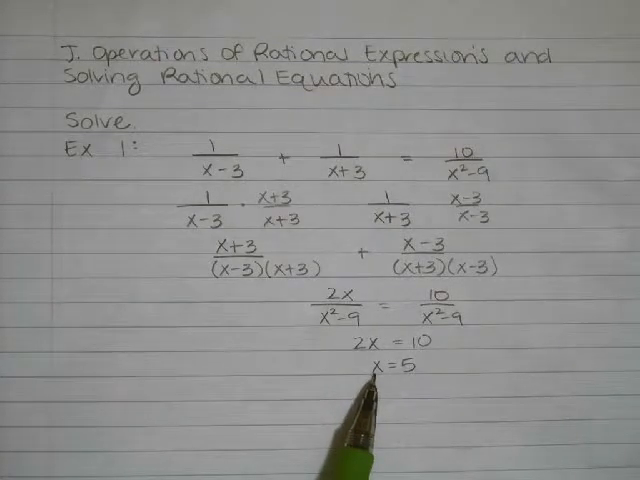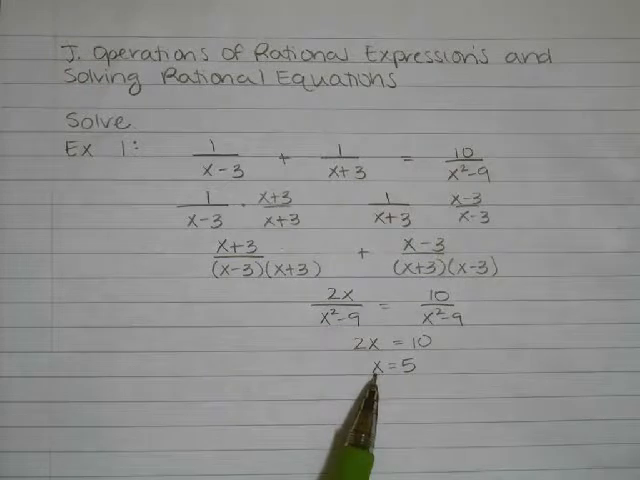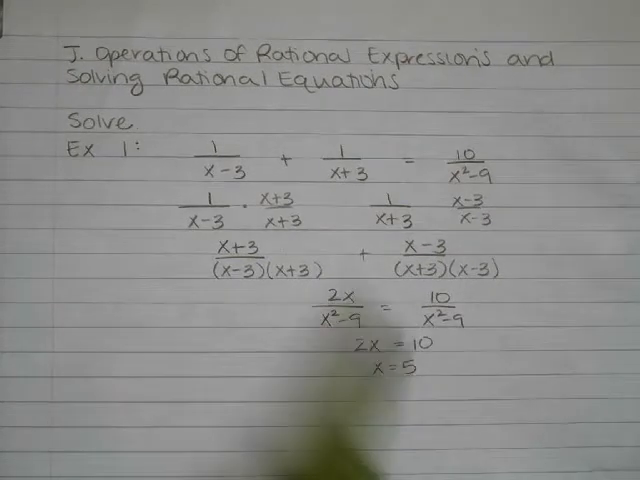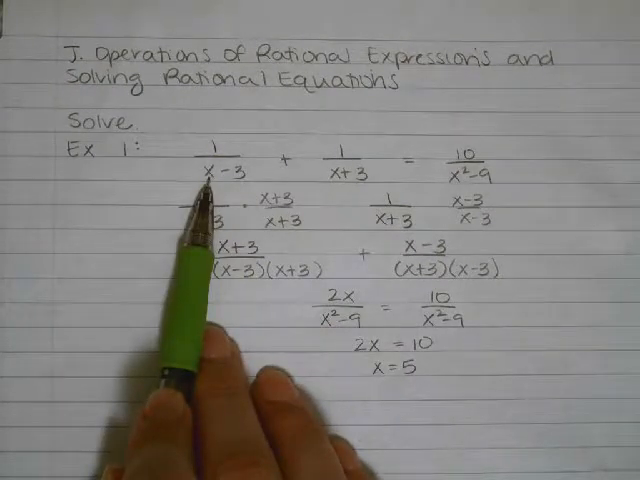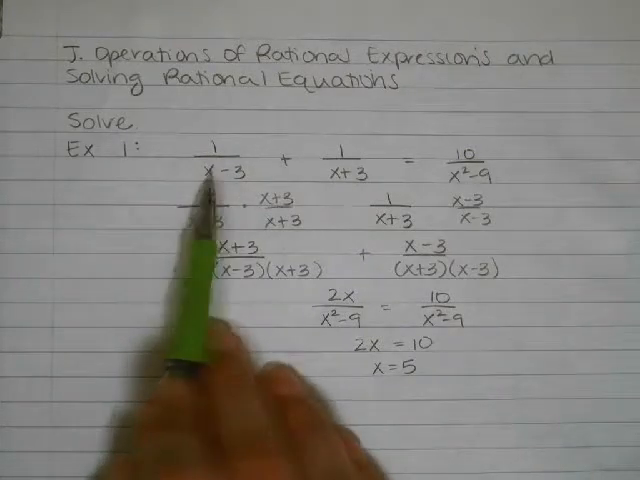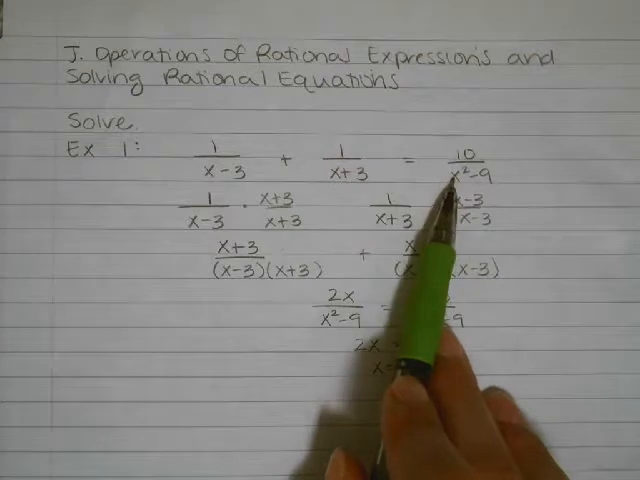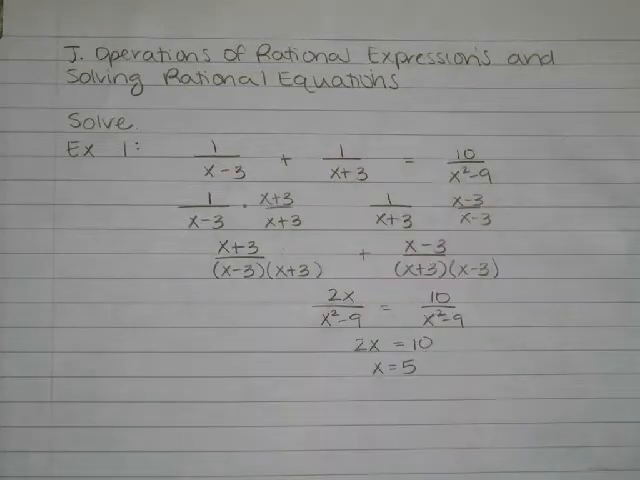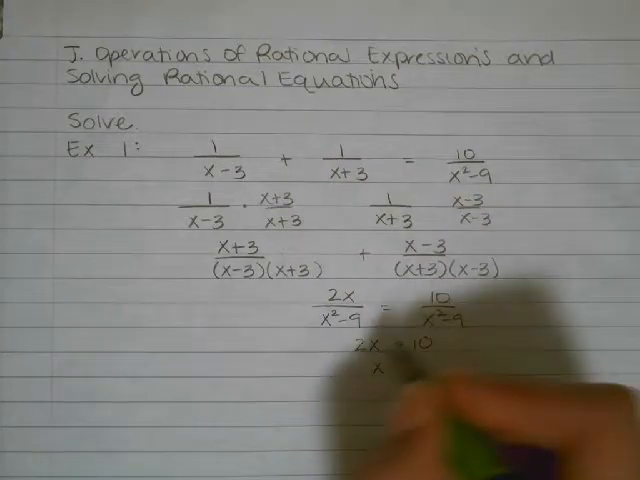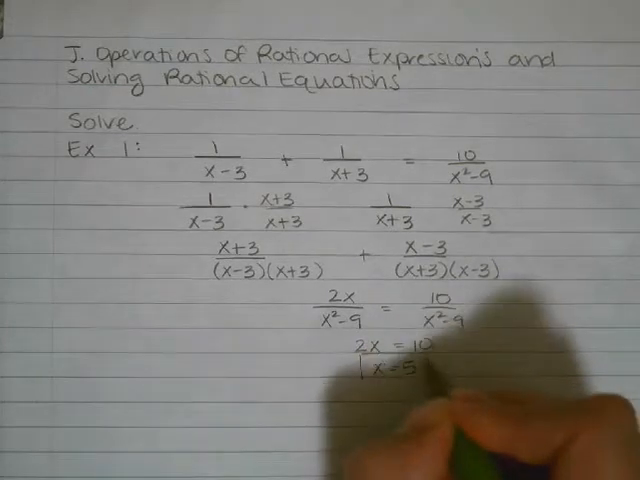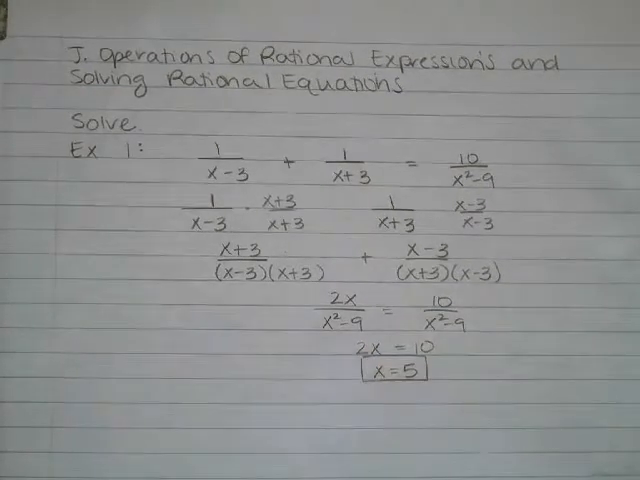When you're solving a rational equation, you just have to make sure that plugging in 5 for x is not going to give you an extraneous solution. So 5 minus 3 is not 0. We can't divide by 0, so that's good. 5 plus 3 doesn't equal 0. 5 squared minus 9 does not equal 0. So this is a good solution. It's not extraneous.